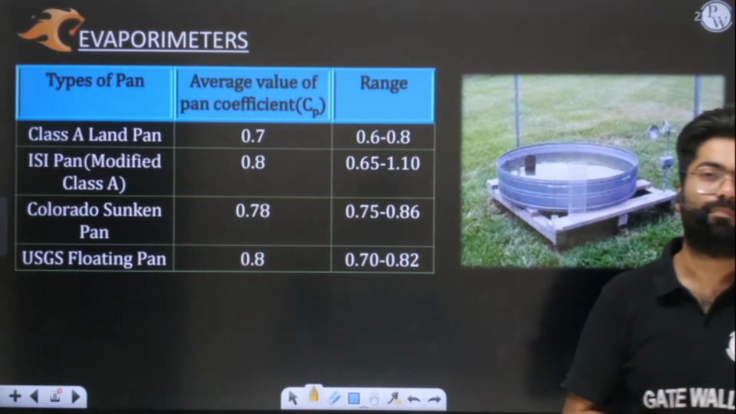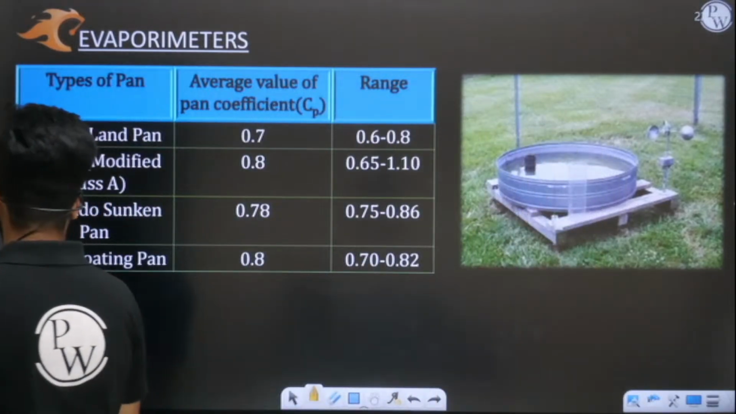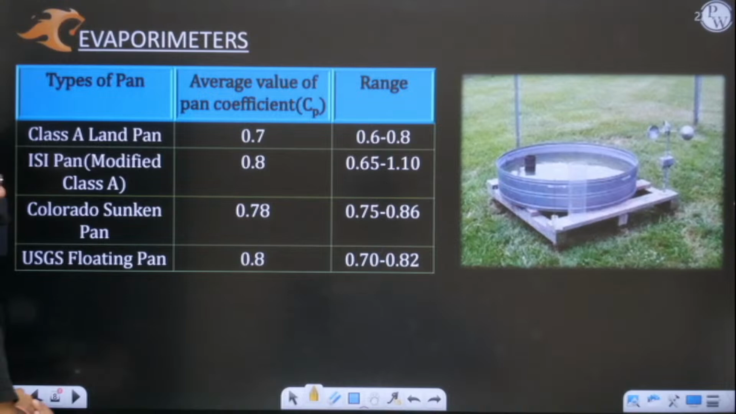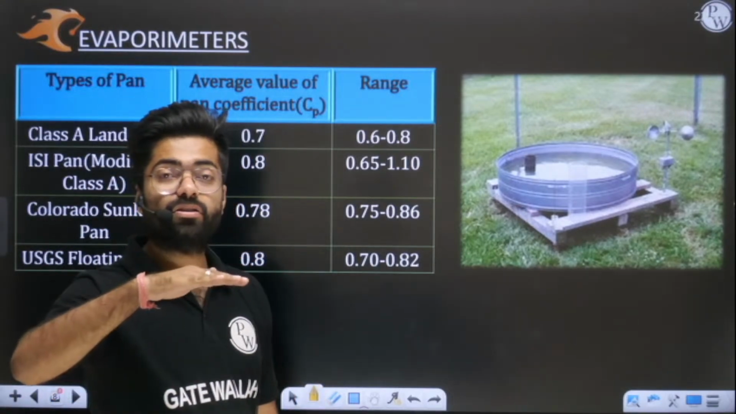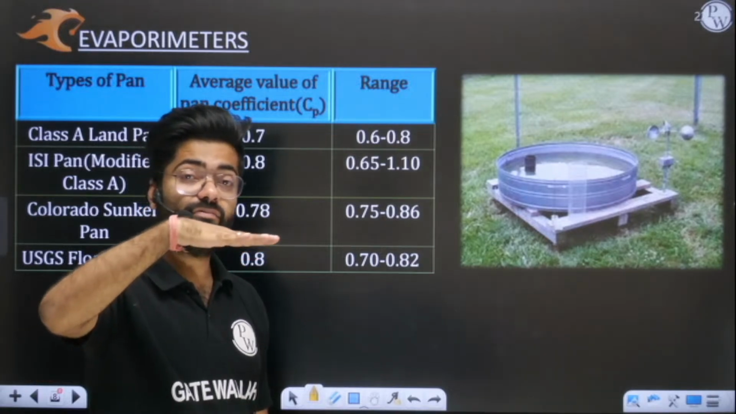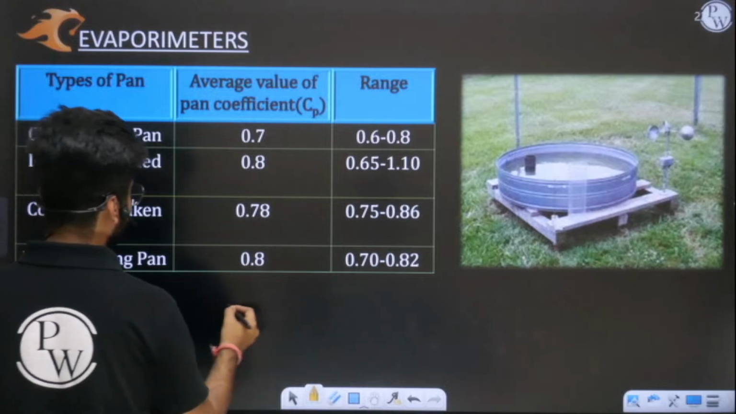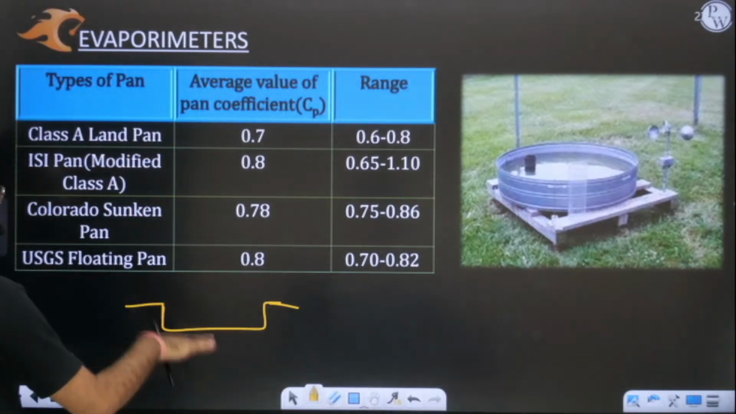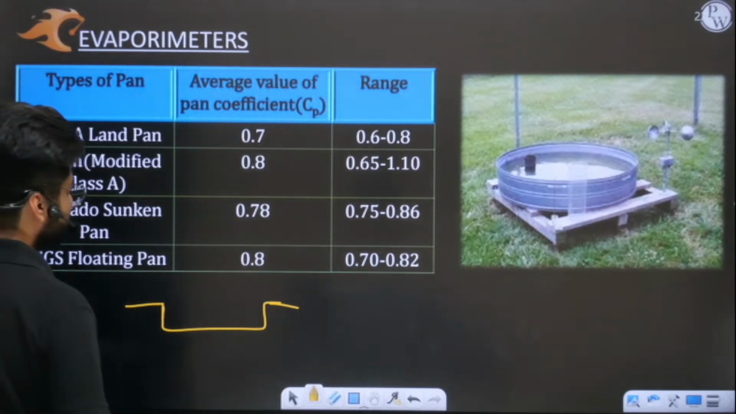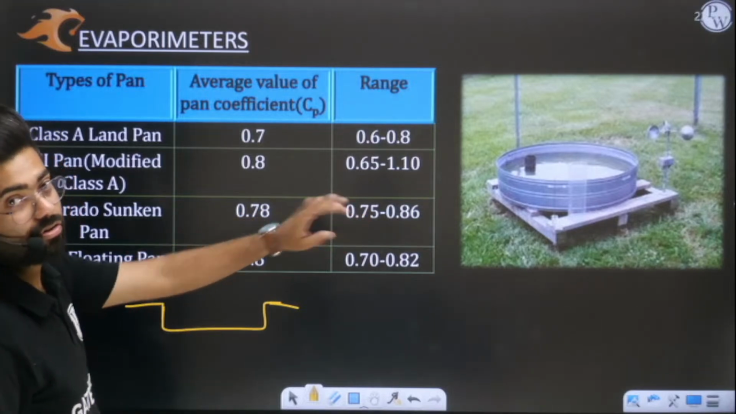But the third one, as the name tells you, Colorado sunken pan. See, why is the name sunken there? Because that pan is somewhat sunk into the ground. That's why its name is Colorado sunken. So this is below ground, and this is installed above ground.